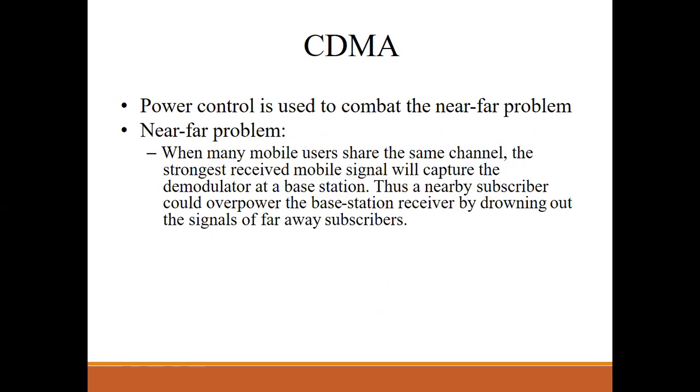So this is CDMA. Now power control is used to combat the near far problem. What is the near far problem? Here you can see that when many mobile users share the same channel, the strongest received mobile signal will capture the demodulator at the base station. Thus, a nearby subscriber could overpower the base station receiver by drowning out the signals of far away subscribers. This is the near far problem which arises in CDMA.